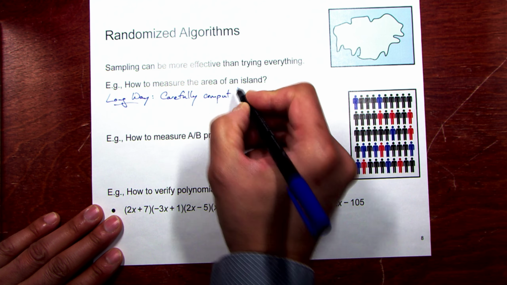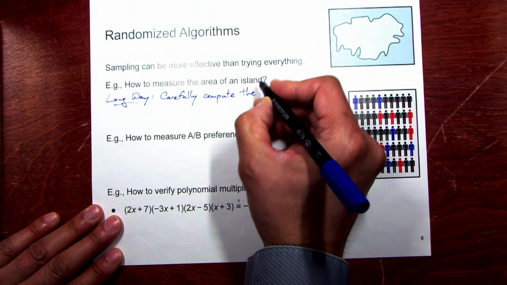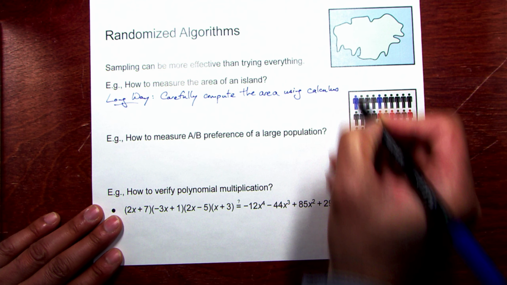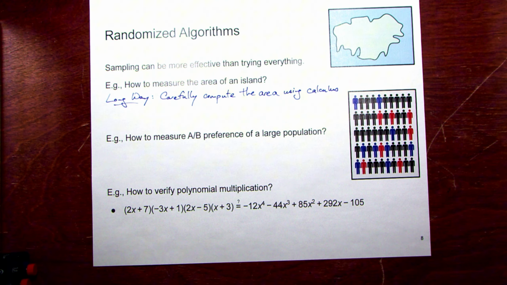use cartographic techniques. Oh boy, I'm using big words. And you can calculate the area using calculus. You can sweep your bar across and add up all the little bits and pieces. You can be very, very precise.